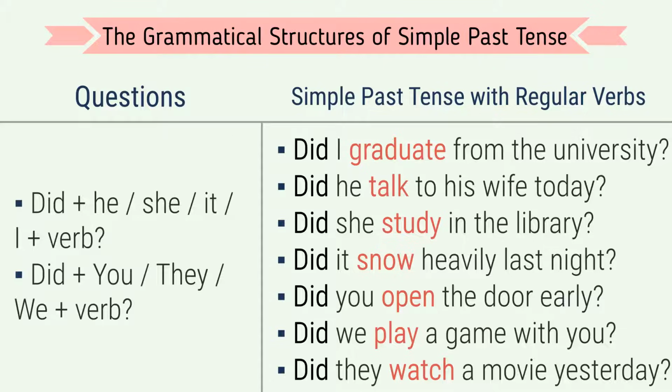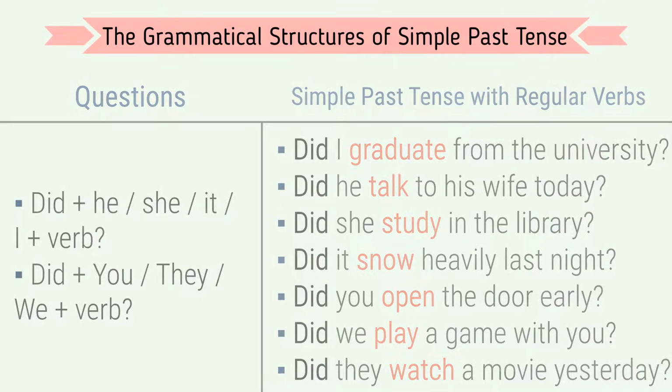In all of these, we can see I have did, my subject, and my verb in the first form, verb one form.